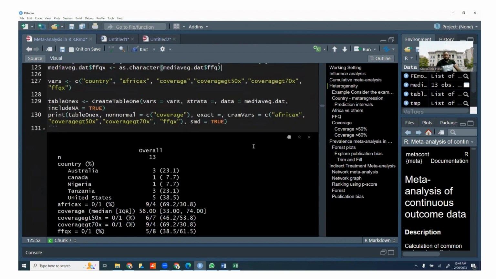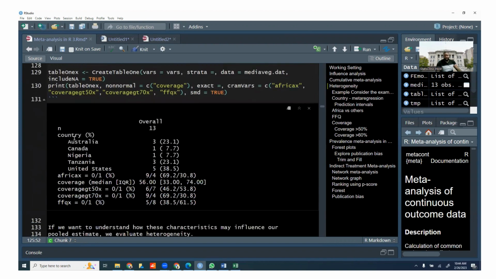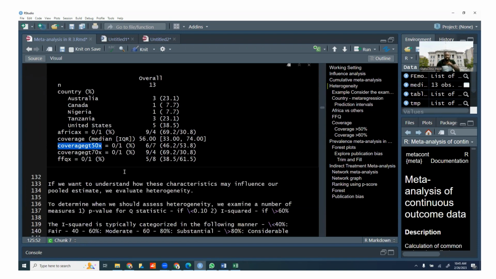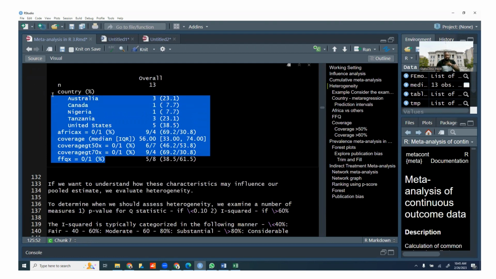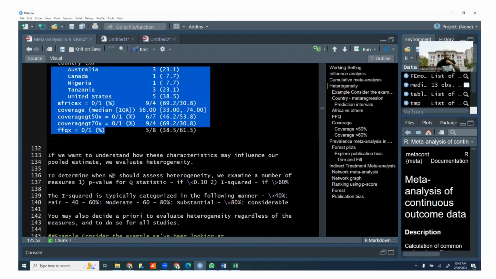Now, the reason why we're creating this table is just for us to look at the pattern, right? So in country, we have different countries where studies were conducted: Australia, Canada, Nigeria, Tanzania, United States. And then we have how many of them were African countries, right? And then we look at the coverage. This is the median coverage. This is a continuous variable. And this is coverage greater than 50, right? It's either yes or no. That's a dichotomous variable. We're interested in understanding to what extent these characteristics might have influenced the pooled estimate that we're looking at, okay?